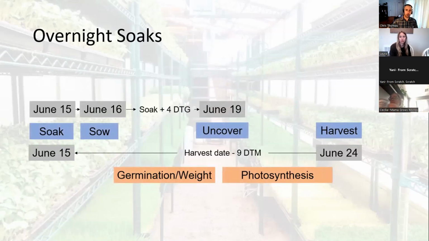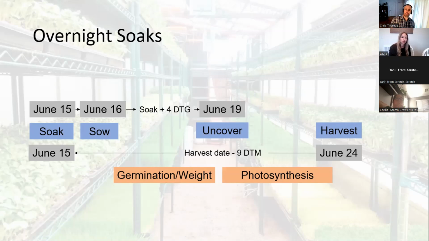So when we look at our model that we looked at earlier, if we count back our 9 days to maturity from June 24th, we are soaking on June 15th, but then we are sowing on June 16th. Our days to germination are 4 from our soaking date, so that still takes us back to the same uncovering date. So it can add a little bit of complexity.